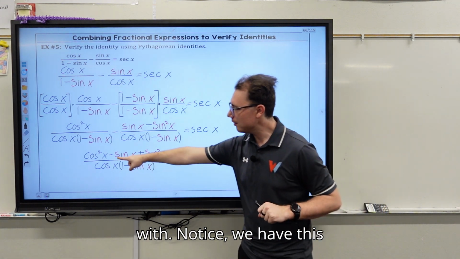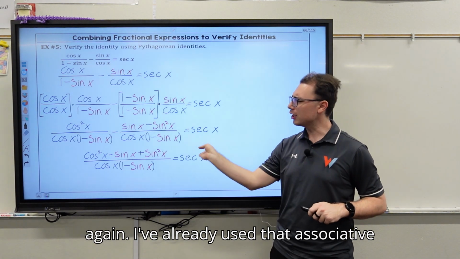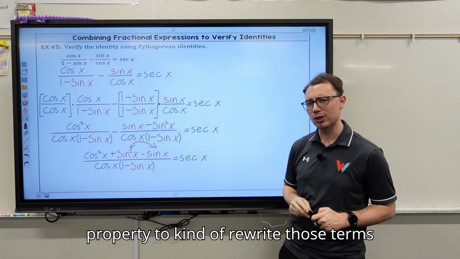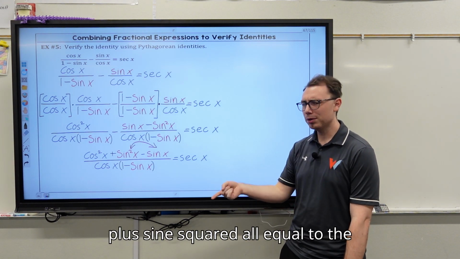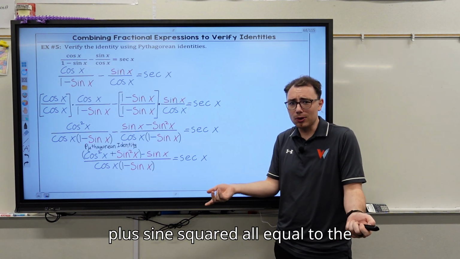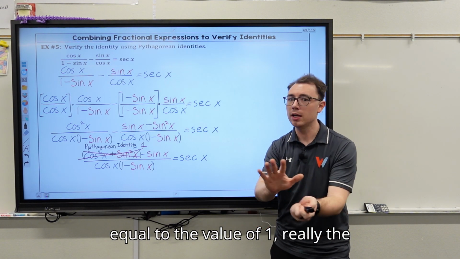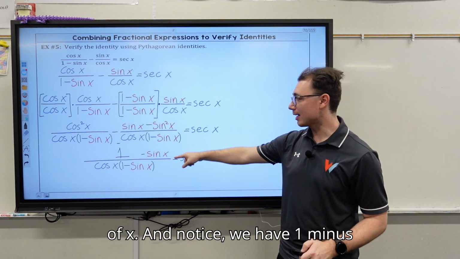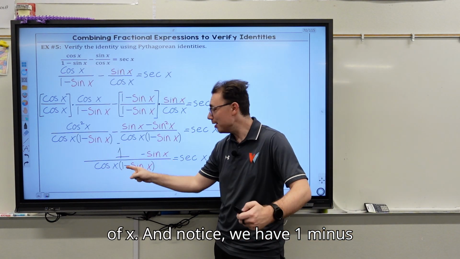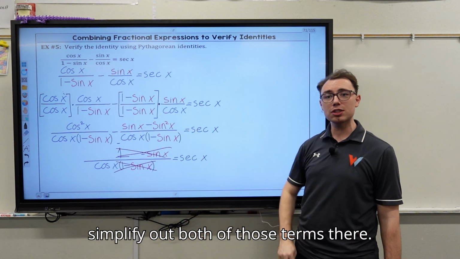Notice, we have this cosine squared and that sine squared again. I've already used that associative property to rewrite those terms there, bring them together. We can actually write that cosine squared plus sine squared all equal to the value of 1. And now that we have this equal to the value of 1, really the numerator is equal to 1 minus sine of x. And notice, we have 1 minus sine of x in the denominator. And we can simplify out both of those terms there.